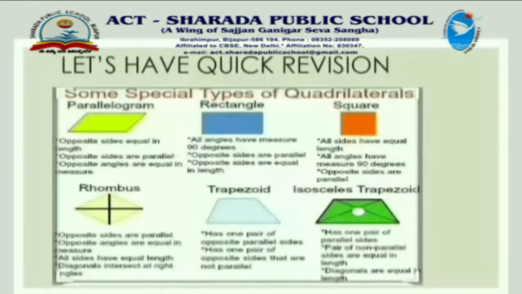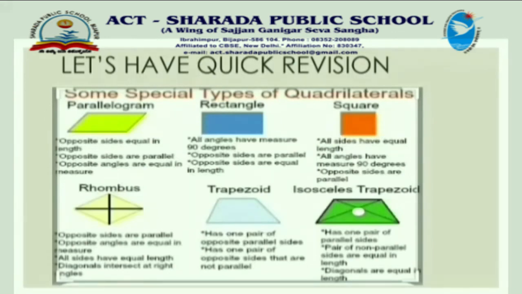So now, let us have a quick revision on this topic. There are 7 types of quadrilaterals. They are parallelogram, rectangle, square, rhombus, trapezoid, isosceles trapezoid, and kite. So let me explain in brief. Parallelogram. Opposite sides are equal in length, opposite sides are parallel, opposite angles are equal in measure. Now, rectangle. All angles have measure 90 degrees, opposite sides are parallel, opposite sides are equal in length.